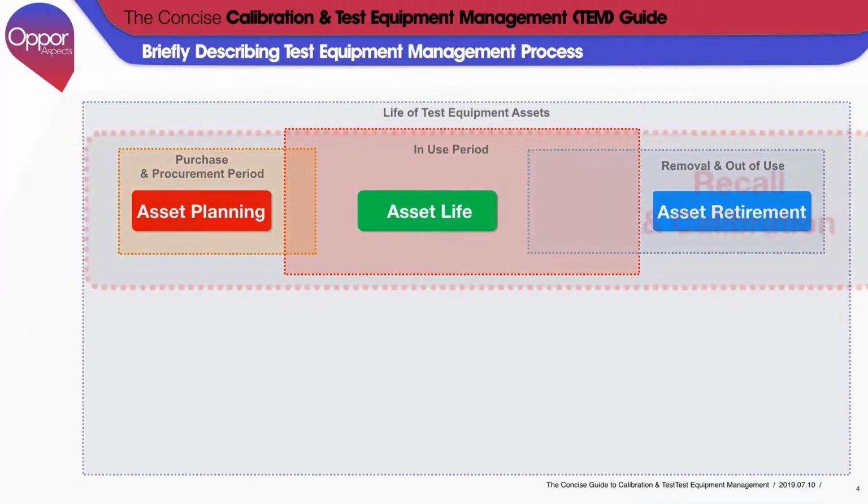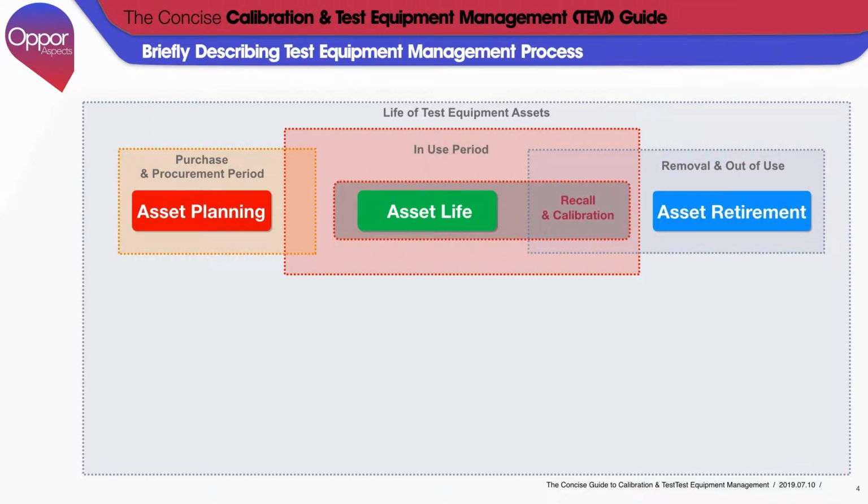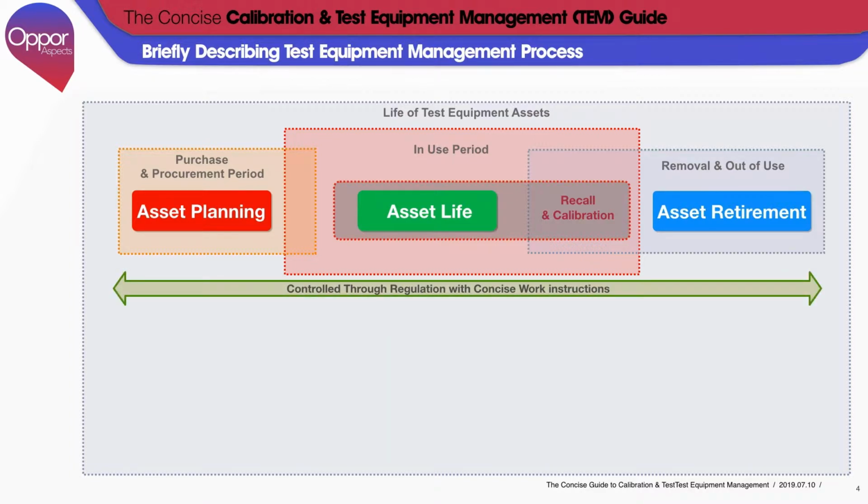And then you have a fourth period, which is really part of the in-use period, which is the recall and calibration period. This is where the item is removed temporarily from the process at regular intervals. And this is where the asset planning comes in again, because those intervals have been stipulated correctly. And of course, all this, the 4 boxes above, are controlled through regulation and concise work instructions, which have to be laid down from the beginning.